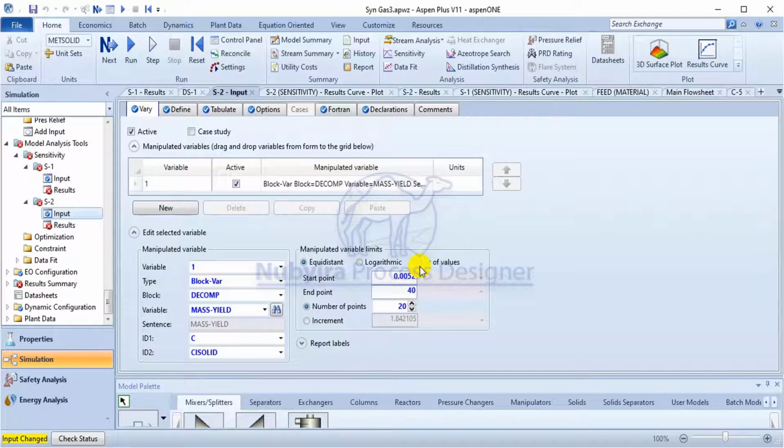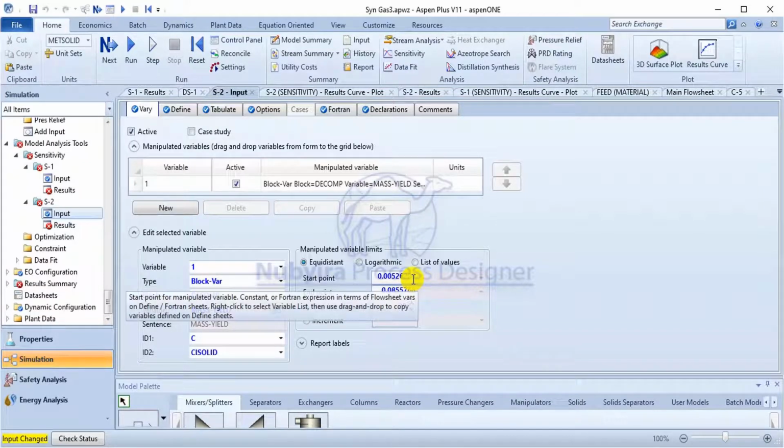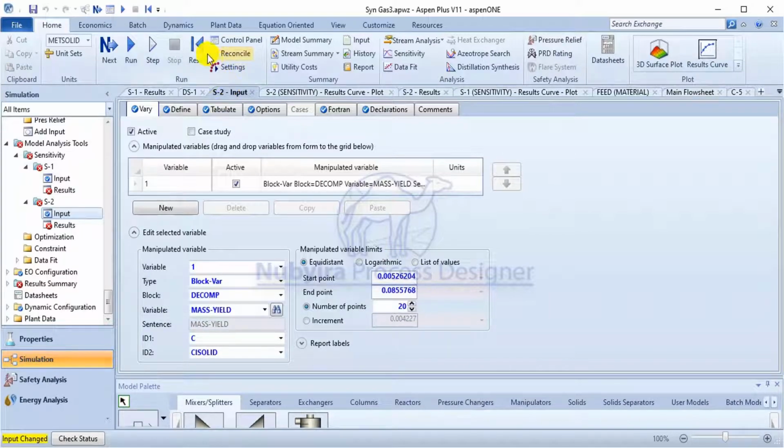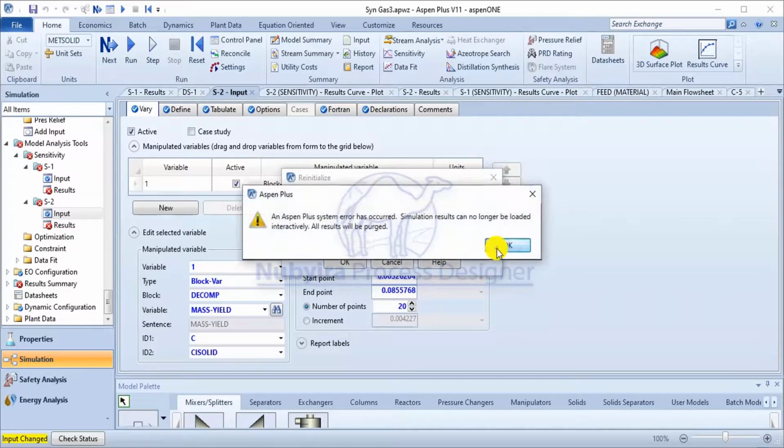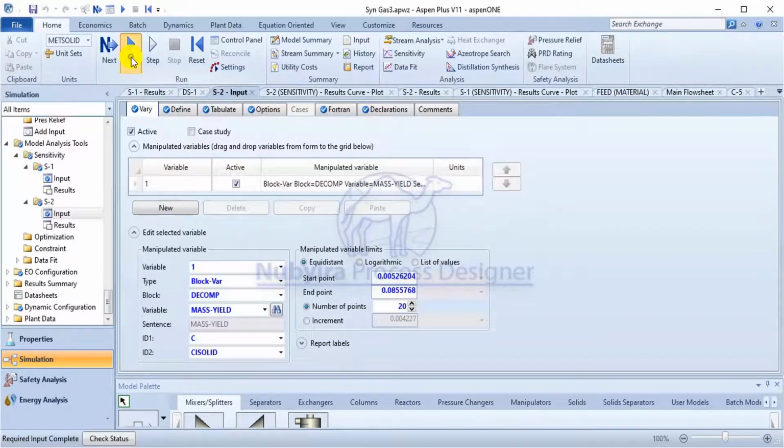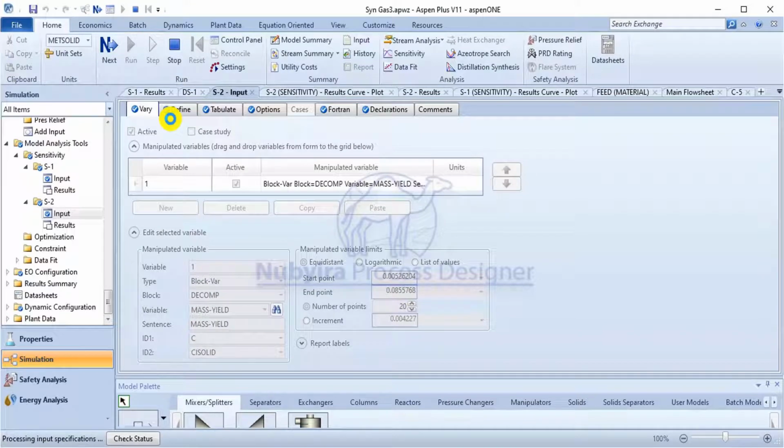7204. So we have the second one here, 0.0855768. So I hope I didn't make a mistake. 0.00526204. So now let's put the result, the fake result, and use the original result. So let's see what happened now.